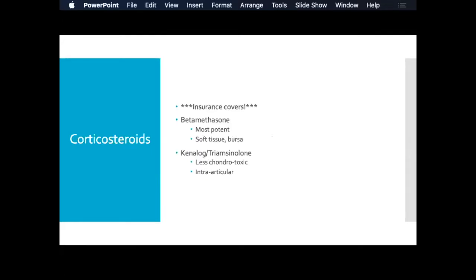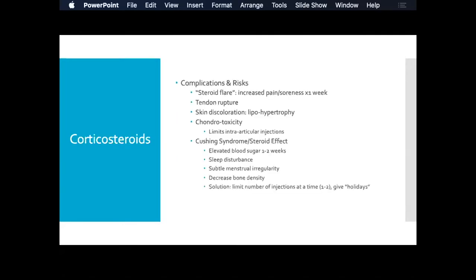The steroids that we use: betamethasone, that's the most potent. That's good for soft tissue and bursa. Kenalog, I prefer that one. You can use triamcinolone. Less toxic to the bone, better for intra-articular injections. So the complications and risks: when I talked about a steroid flare, they get an increased pain or soreness in that area. They can get it for up to a week, but in my experience, it's usually a day or 2, maybe 3 afterwards.